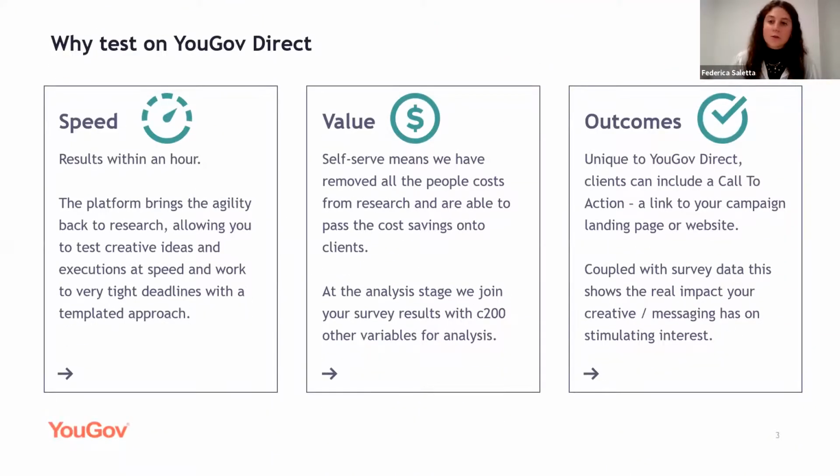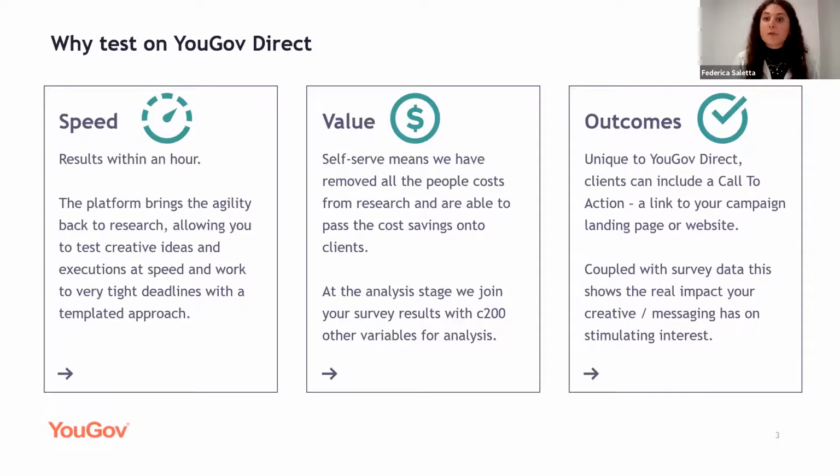The reasons why YouGov Direct clients love working with us are these three main reasons. The first one is speed. YouGov Direct delivers results and quality research with incredible speed. We guarantee results within 24 hours, even with niche audiences, but we can also deliver those with our expert service within 60 minutes. So incredible speed to keep you agile when you're working to really tight deadlines.